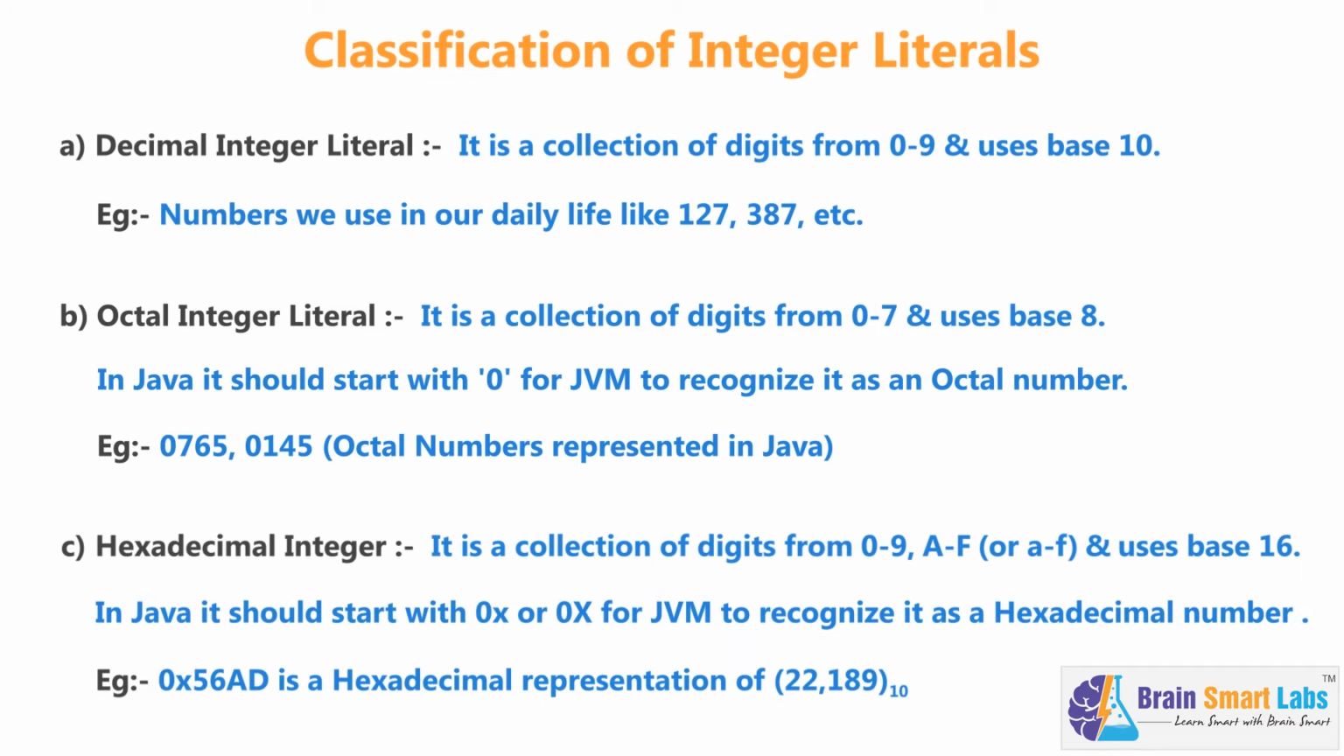And C. Hexadecimal integer literals, which are a collection of digits from 0 to 9 and A to F, both in lowercase and uppercase, that follows base 16. In Java, to write a hexadecimal integer literal, we should start the number with 0x for the JVM to recognize it as a hexadecimal integer literal. For example, 0x56AD is a hexadecimal representation of a numerical value 22,189 in decimal.